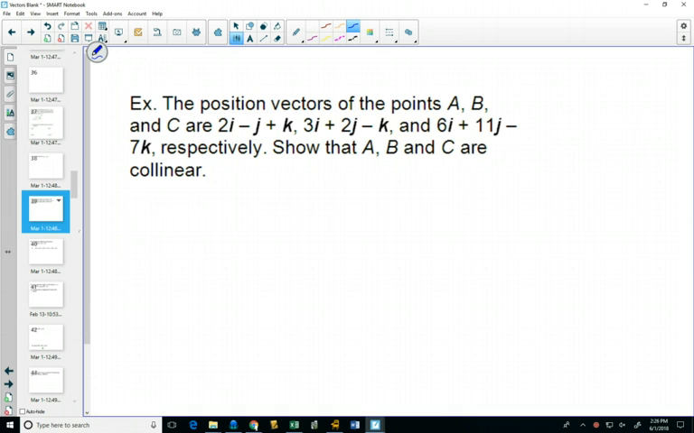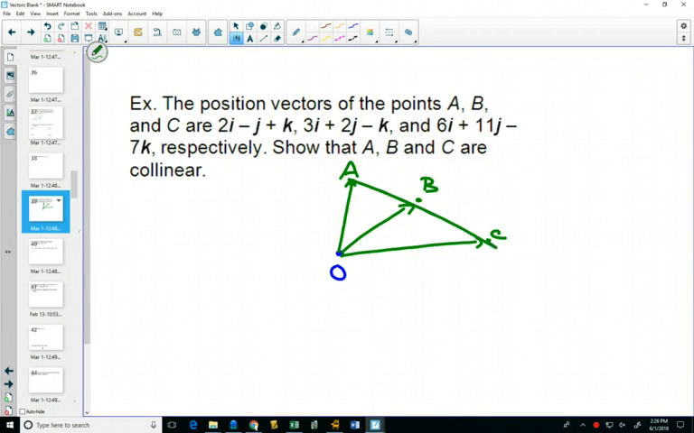So I have my origin somewhere here. I've got a position vector for A. That's my position vector for A, and that's my point A. I've got a position vector for B. That's my point B. And I've got a position vector for C, and that's my point C. And I want to show that A, B, and C are all in a straight line.